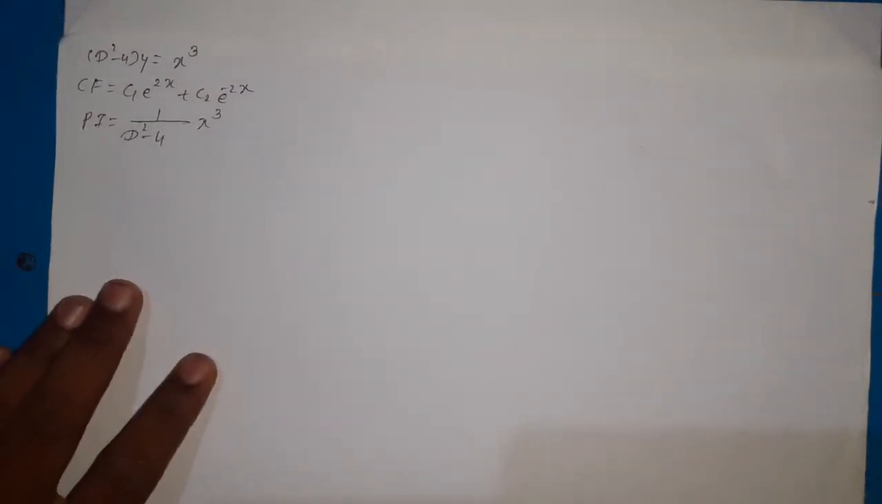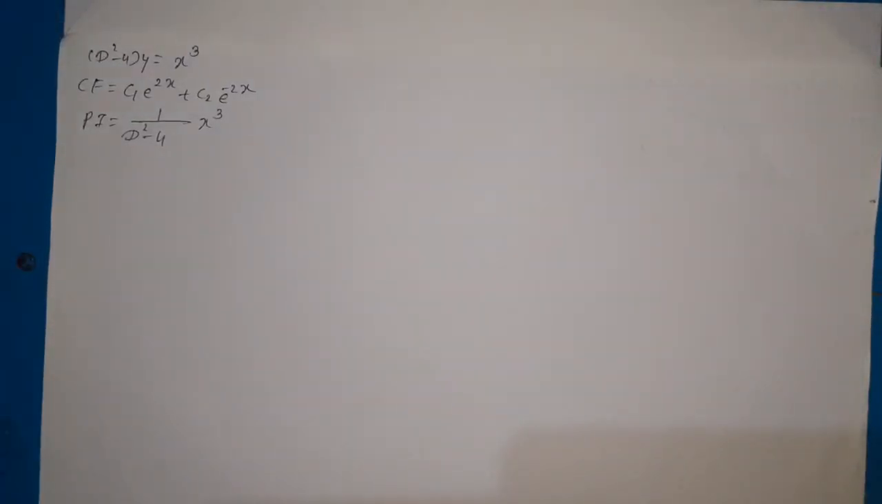So in this class let us discuss some more examples on the third case of finding the particular integral, means when the RHS is of the form x power m. So here this is the first example of today's class. Solve the differential equation (D square minus 4) y is equal to x cube.